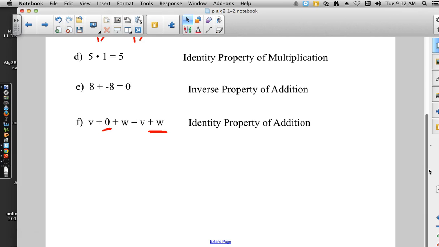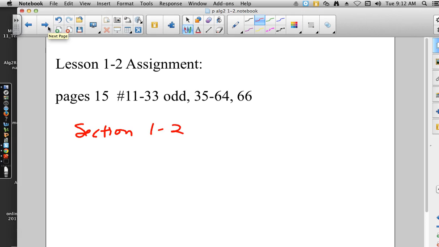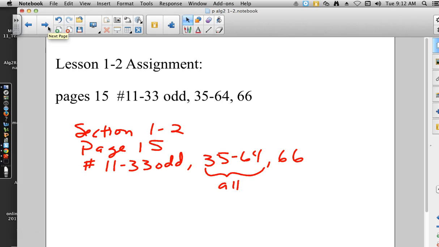That's all we have in this section, section 1-2. So this is the assignment. And again, you'll need to write down that this is for section 1-2. You're going to go to page 15 and do numbers 11 to 33, just the odd, but then you're going to do 35 to 64, all of them, and 66. So whenever we don't write even or odd behind something, that's because we want you to do all of that group. So don't forget to put your name on it, and this will be the lesson for the 7th, which is a Wednesday.